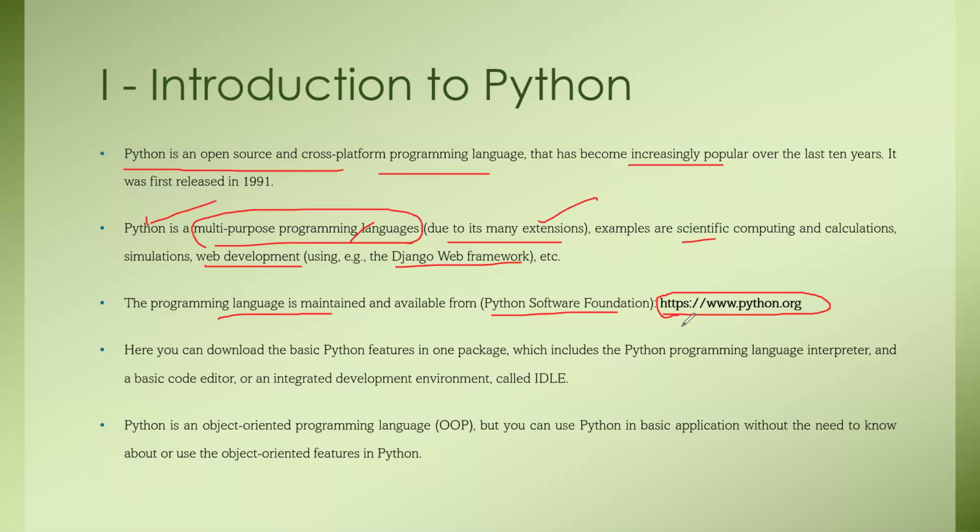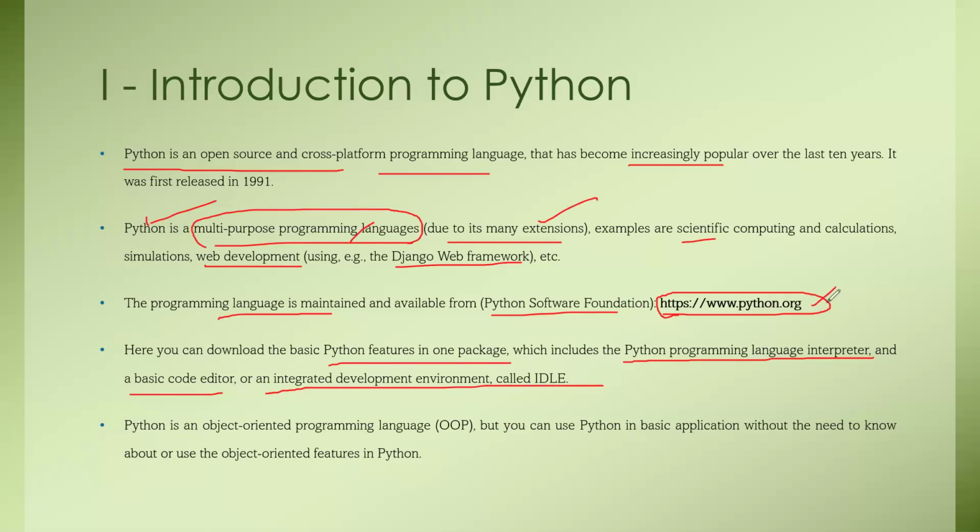Yesterday I was sharing this link only to install Python. Hope you noticed, right? This is the official page where you can find the details of Python, its versions, release notes, how to use it, what extensions support it, and what security features we have. Everything can be captured from this official link, python.org. And here you can download the basic feature in one package, which includes your Python programming language interpreter, a basic code editor, and an integrated development environment called IDLE. So that's what happened yesterday.